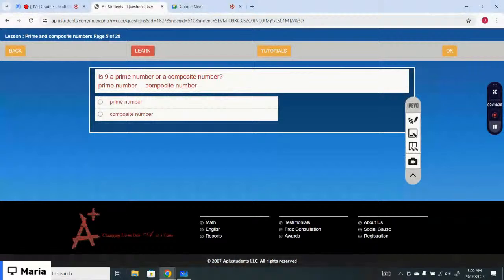Composite number, right? 3 times 3 is 9, so 9 is a composite. The correct option is composite number. Yes. No one is answering the questions. Why is 9 a composite number? Option number 2 is the correct option.